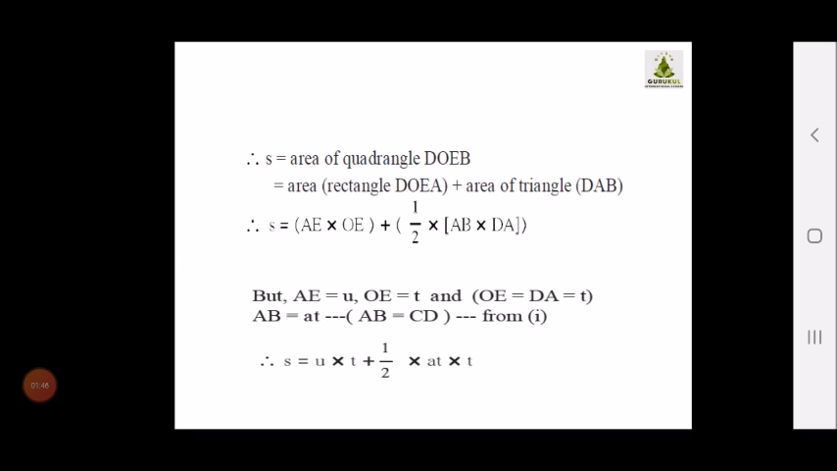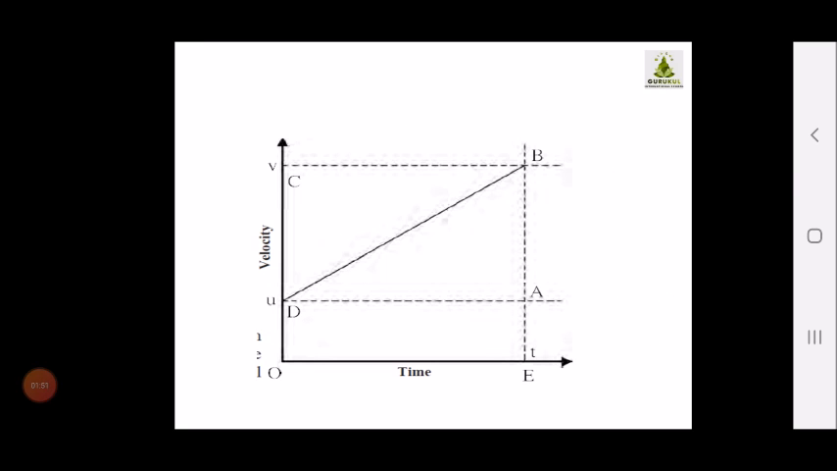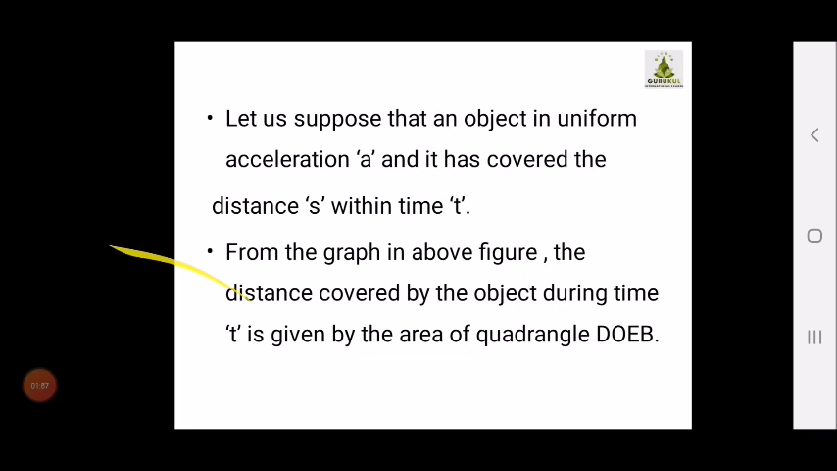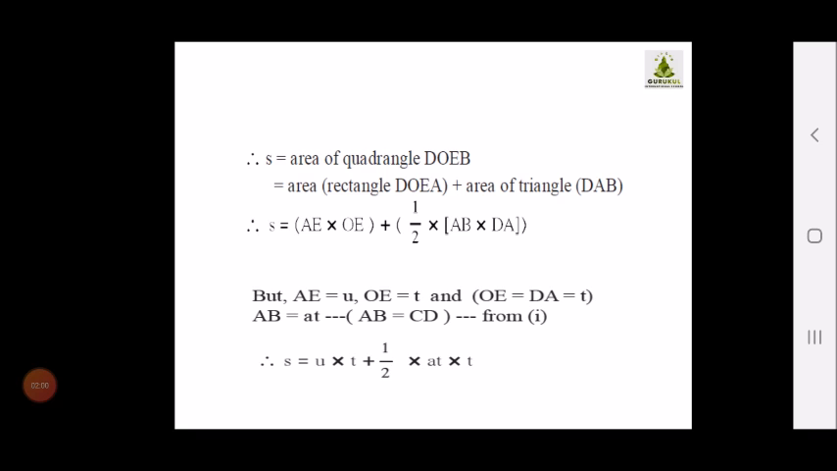So what does the area of quadrangle DOEB mean? You will see here DOEB is forming two parts. It is forming a rectangle and a triangle. So how will we calculate it? S will be the area of quadrangle DOEB, which is the calculation of two different figures, rectangle plus triangle. So area of rectangle DOEA plus area of triangle DAB.